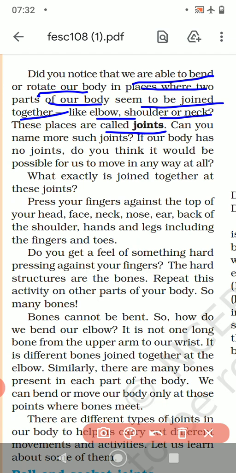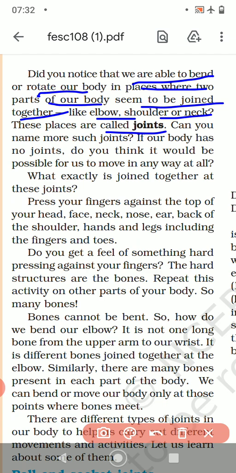Yes, hip joints, right? If our body had no joints, do you think it would be possible for us to move in any way at all? What exactly is joined together at these joints? So that we are going to learn.